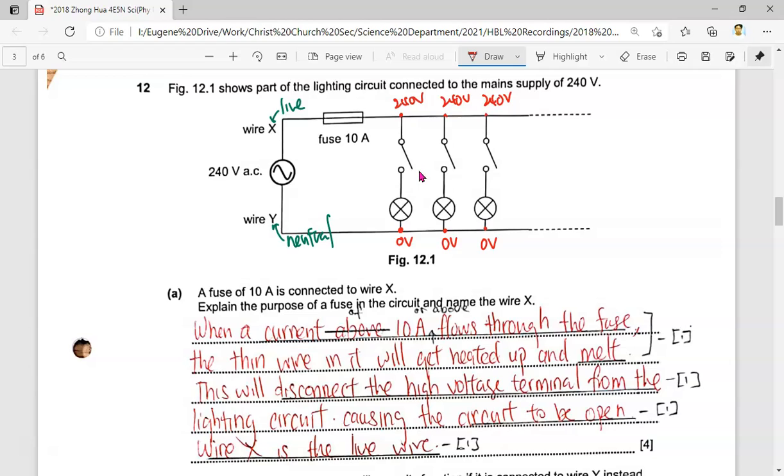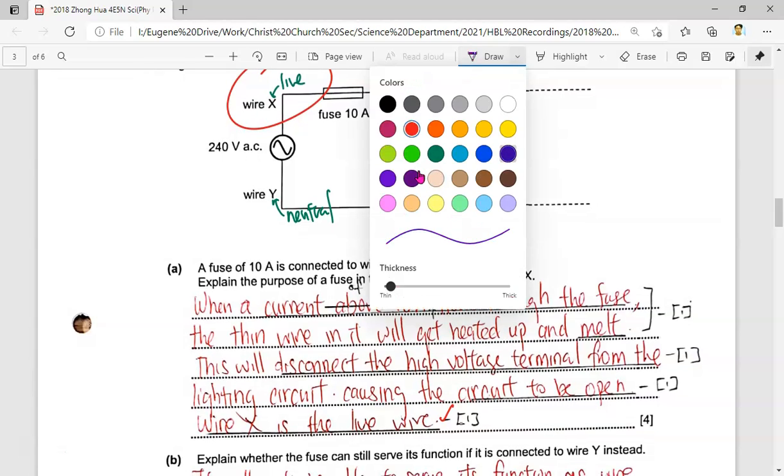Now let's go into the question. A fuse of 10 ampere is connected to wire X. Explain the purpose of a fuse in the circuit and name wire X. So we say wire X is a live wire. 1 mark over here.